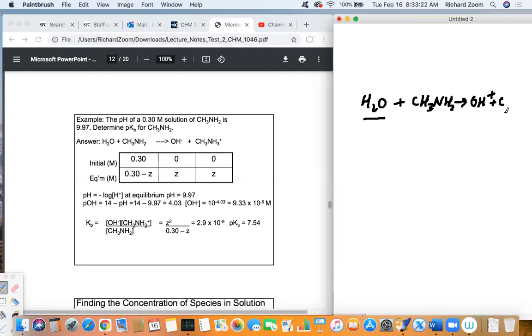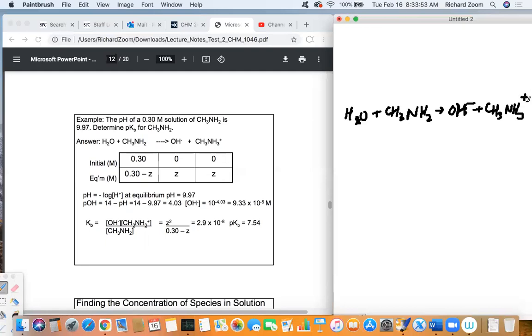Actually, I'm going to rewrite this so I have more room. Let's try that again. So H2O plus CH3NH2 will give OH minus and CH3NH3 plus.